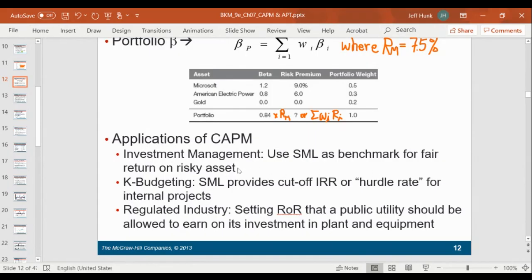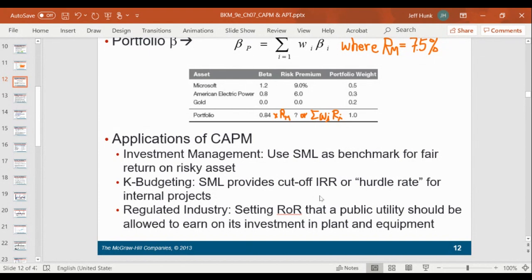in investment management, CAPM is widely used because the security market line is used as the benchmark for fair return on a risky asset. And you can tell whether it is overvalued or undervalued. Anything undervalued is a buy target. Anything overvalued is a sell target, right? And especially if you don't own that stock, then it's a short-sell target. Now it's also used for capital budgeting, right?